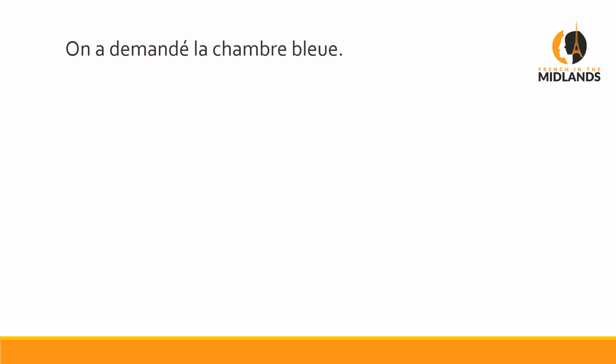Let's practice what we've just learned, but let's start without the pronouns. On a demandé la chambre bleue. We asked for the blue room. Notice how there's no pour there. On a demandé la chambre. In effect, we're saying we asked the blue room.